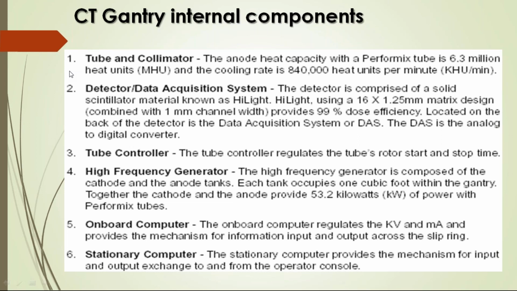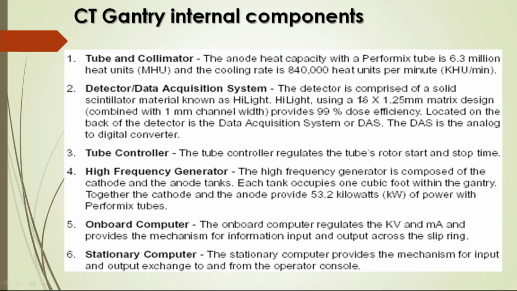the first thing is the tube and collimator. What will the tube and collimator do? The anode heat capacity of the performance tube is 6.3 million heat units (MHU), and the cooling rate is 840,000 heat units per minute. Okay, next coming to the detectors or data acquisition system.